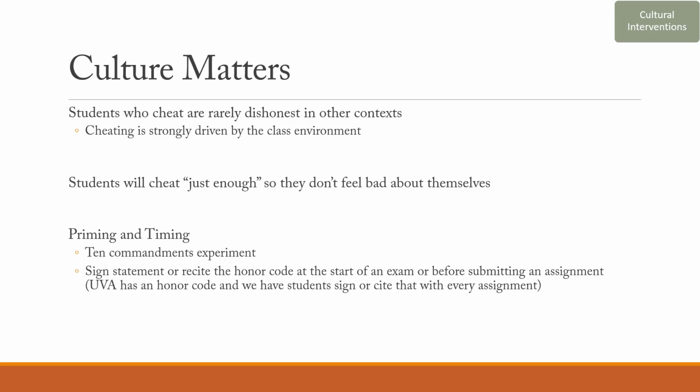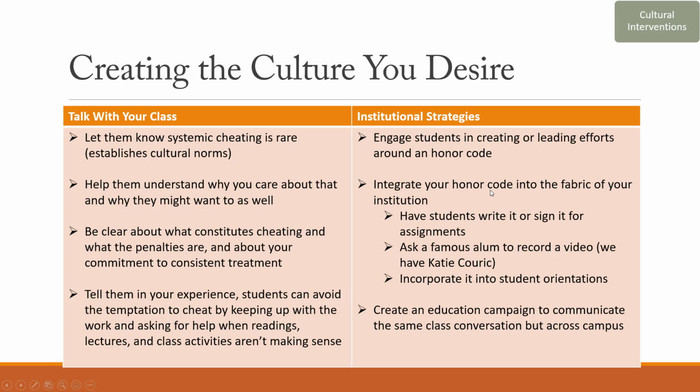At UVA, for example, we actually always had students write and or sign a statement of the UVA honor code before every test and on every assignment that they submitted. And that's a good example of both priming and timing. We're priming them on the culture and on integrity and values of integrity, and we're also timing it at the point when they are getting ready to either submit or complete their assessment. So some ideas for creating the culture that you desire.